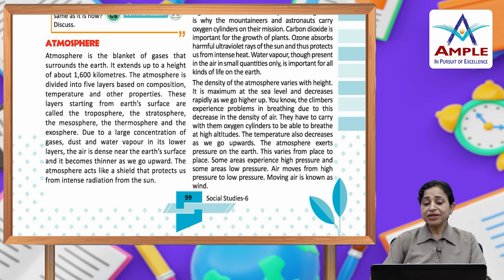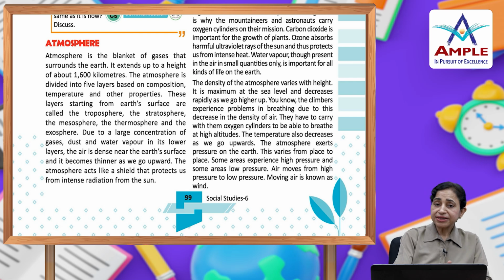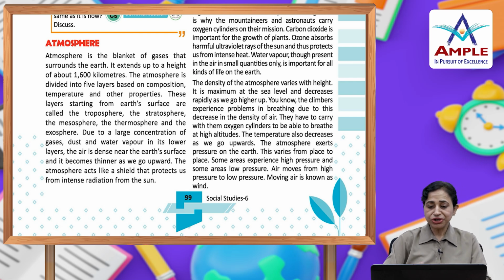Okay, the temperature also decreases as we go upwards. The atmosphere exerts pressure on the earth. This varies from place to place. Some areas experience high pressure and some areas low pressure. Air moves from high pressure to low pressure. Please underline this कि air कैसे move करती है, high से low pressure की तरफ. Moving air is known as wind.